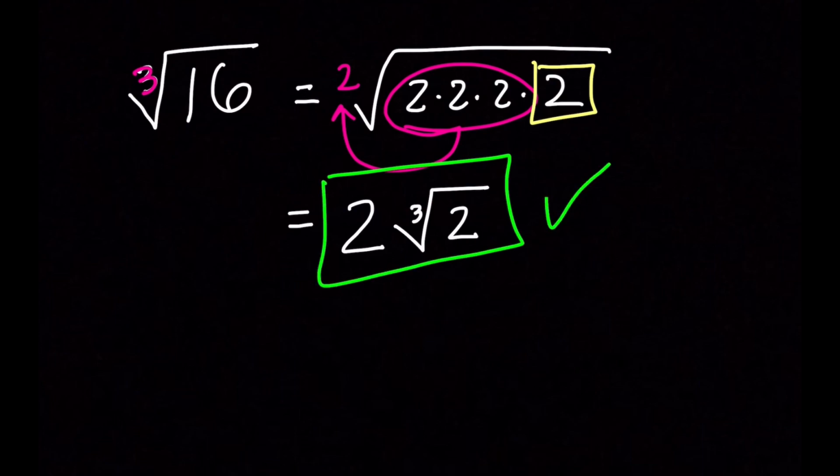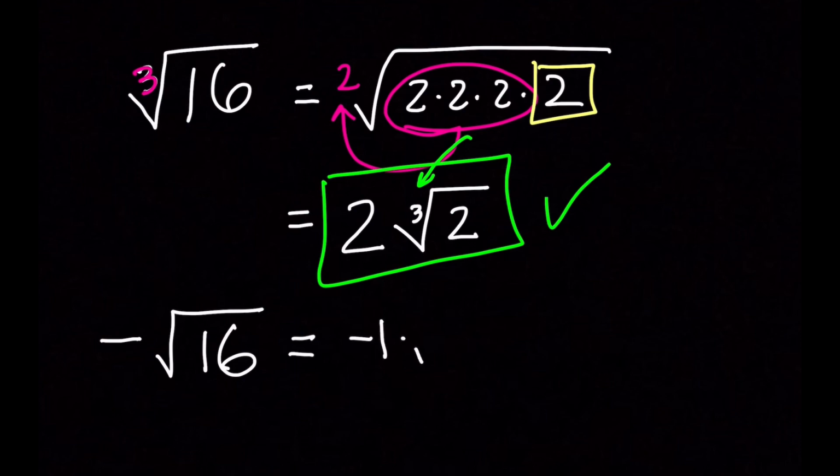Don't forget that index of 3. What if I have a negative sign in front of the square root of 16? We're back to square root. I already know the square root of 16, but just a side note, negative square root of 16 really means negative 1 times square root of 16. So that's the same as saying negative 1 times 4, because square root of 16 is 4. My final answer would be negative 4.